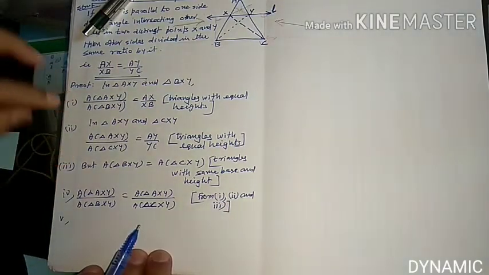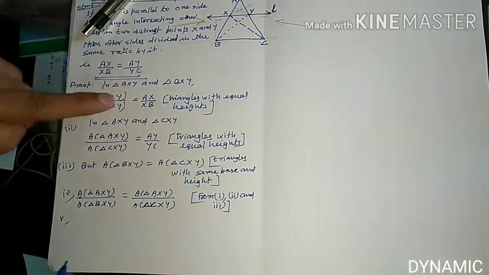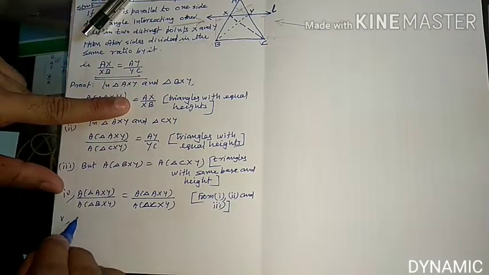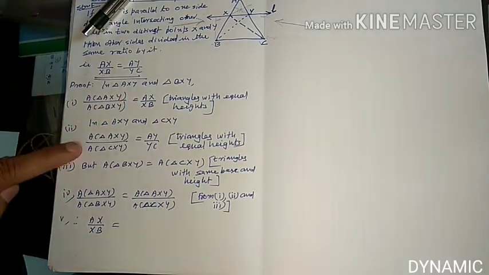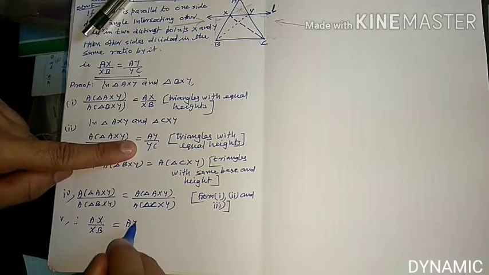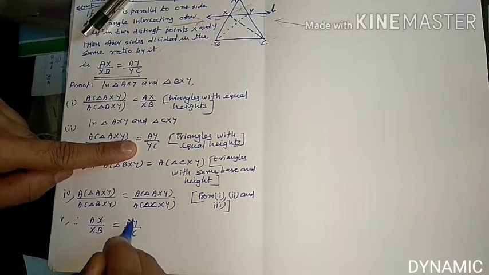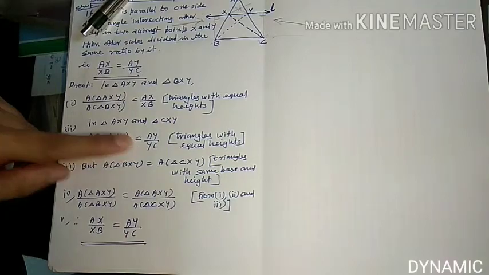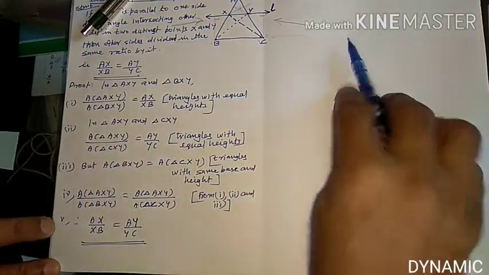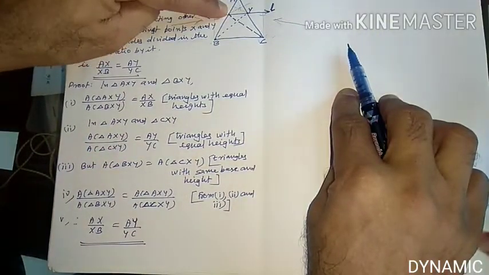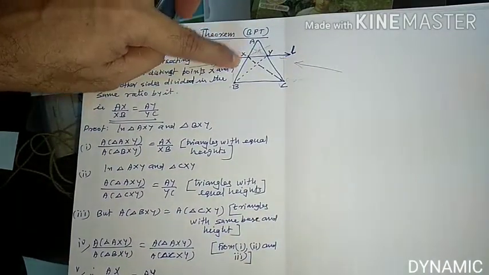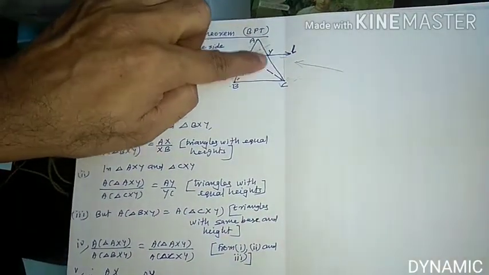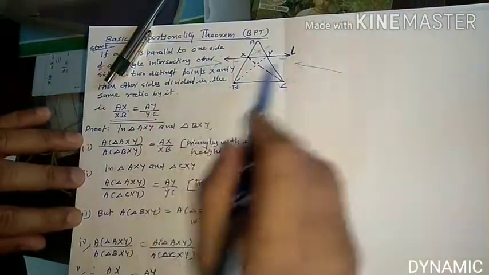Therefore, the first, its left hand side is what? This is AX upon XB, equal to this quantity here, AY upon YC. This is BPT. Means what? AX upon XB is equal to AY upon YC, provided the line is parallel.